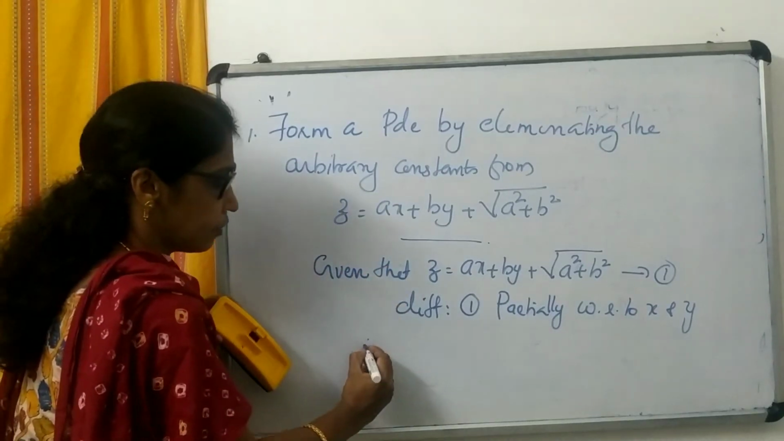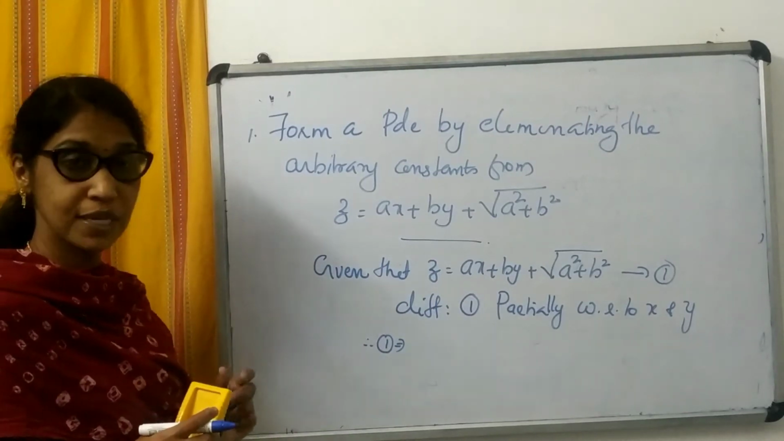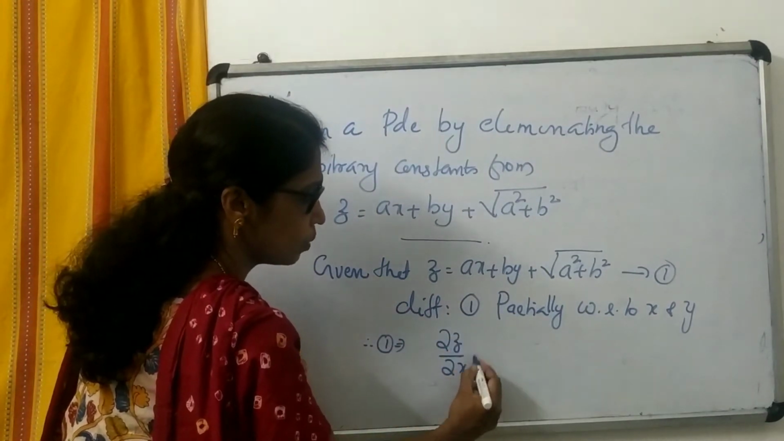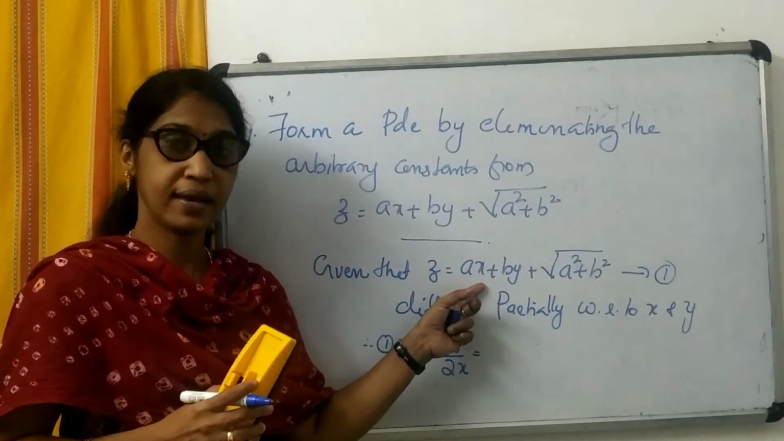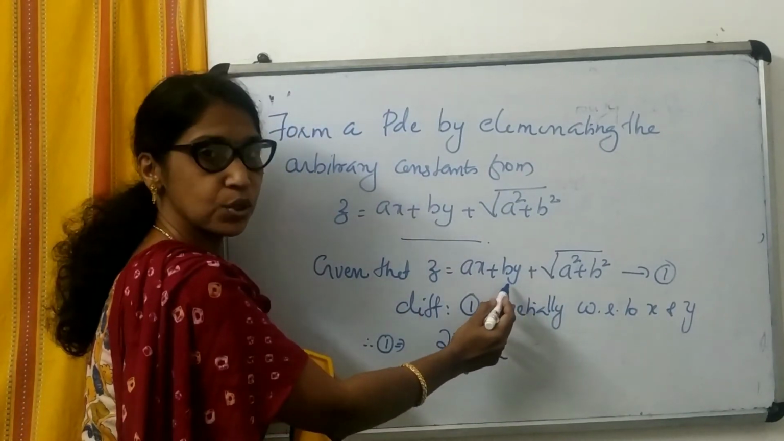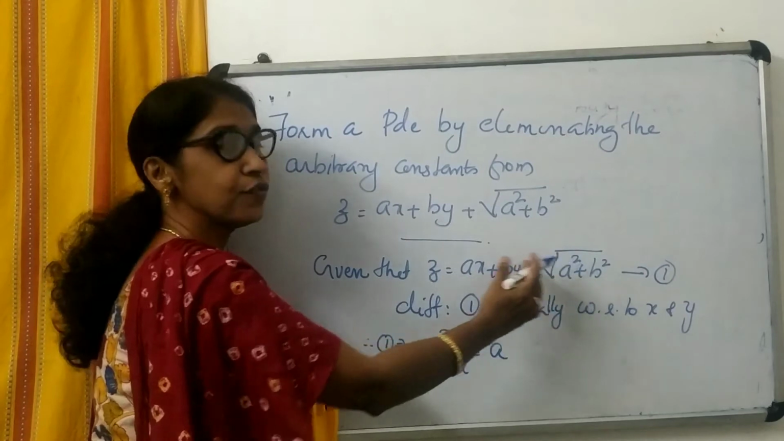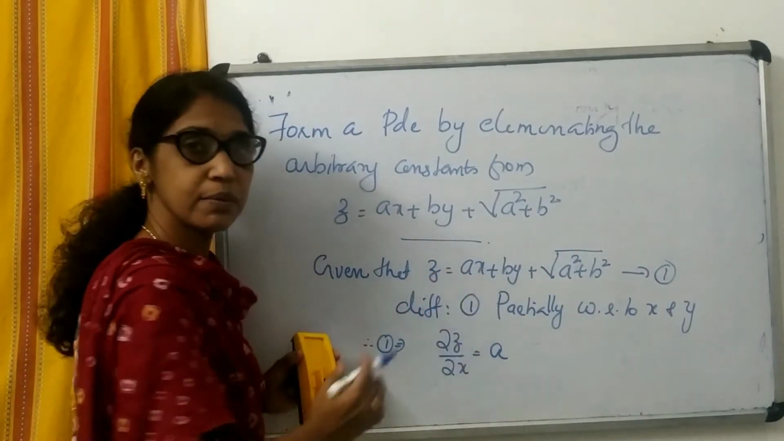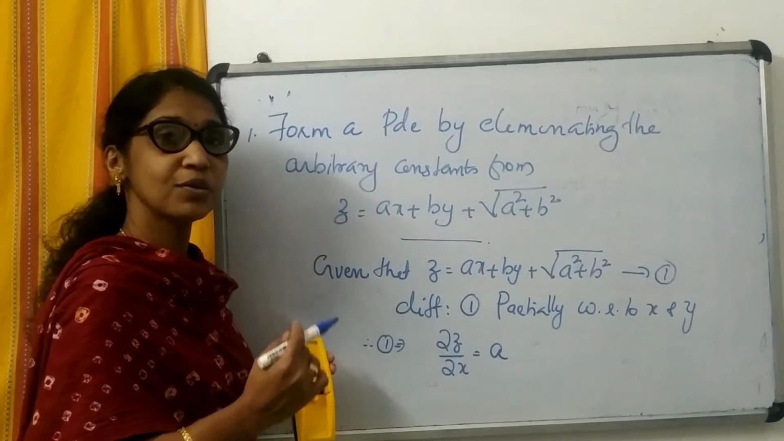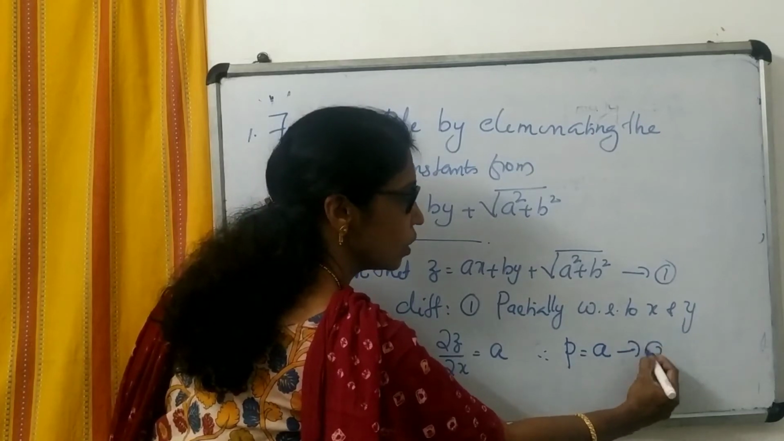Differentiating equation 1 partially with respect to x: dou z by dou x is equal to, what is the partial derivative of ax? It is a. In the other two terms there is no x, so they are considered constants, and their derivative will be 0. So we get dou z by dou x equal to a. What is the notation of dou z by dou x? It is p. Therefore p is equal to a. This is equation number 2.